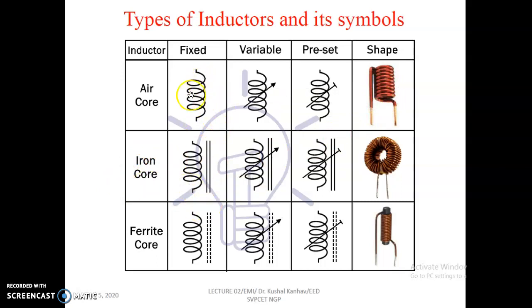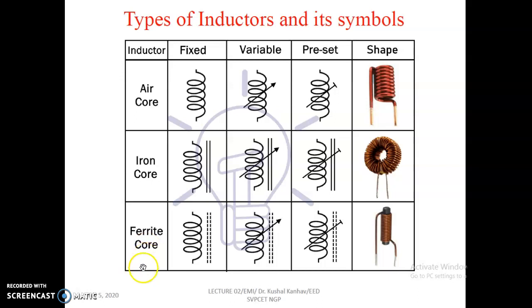Along with this, if you compare it with the air core, you can find these two parallel lines close to the symbol of the air core. This indicates the iron core of the inductor. That's why the name is iron core. Similarly, this is a variable iron core and a preset iron core. Now if you compare the pictures of these two, you will find that there is no core in this image, whereas here the coil or winding is wound over the core material. This is the iron material. That's why the name is iron core. Here the core is air or the medium is air. That's why the name is air core.